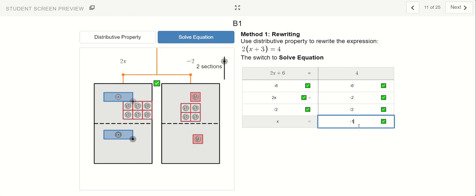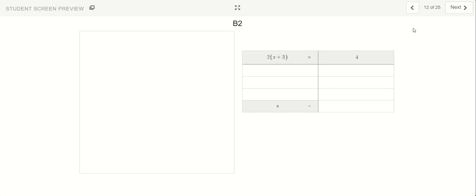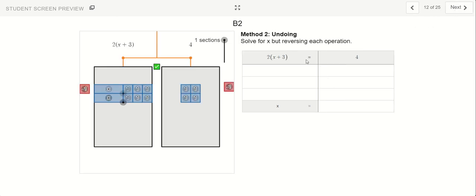All right, so now we're going to take a look at the same problem, but this time we're going to use a different method of solving it. So this time we're going to solve it by undoing each part. So first let's undo this multiplication in front. So to cancel out times 2, I can divide by 2 on both sides.